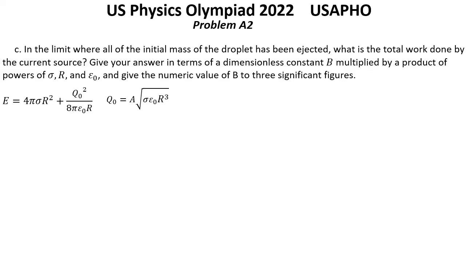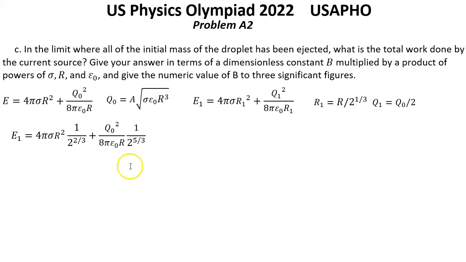Now after division, the left droplet was with the energy E1, where we use a new radius R1 and new charge Q1. The new radius was R over 2 to the power 1/3, and Q1 was Q0 over 2, and E1 in that case was this one.